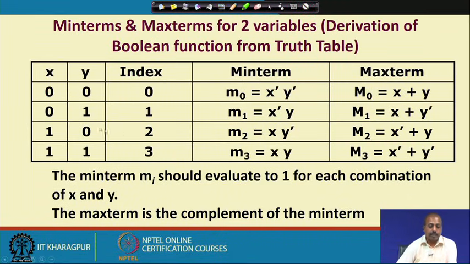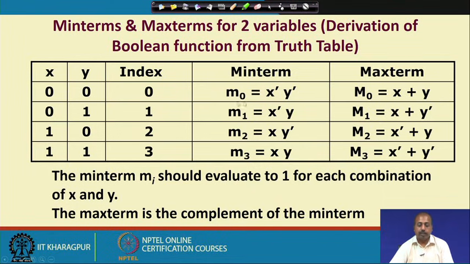So, this is the thing, say 0 0. The corresponding min term is x bar y bar. 0 1 corresponding min term is x bar y, like that 1 0 and 1 1, so x y bar and x y. As far as max terms are concerned, they are written as Mj. So, this is written as x plus y.